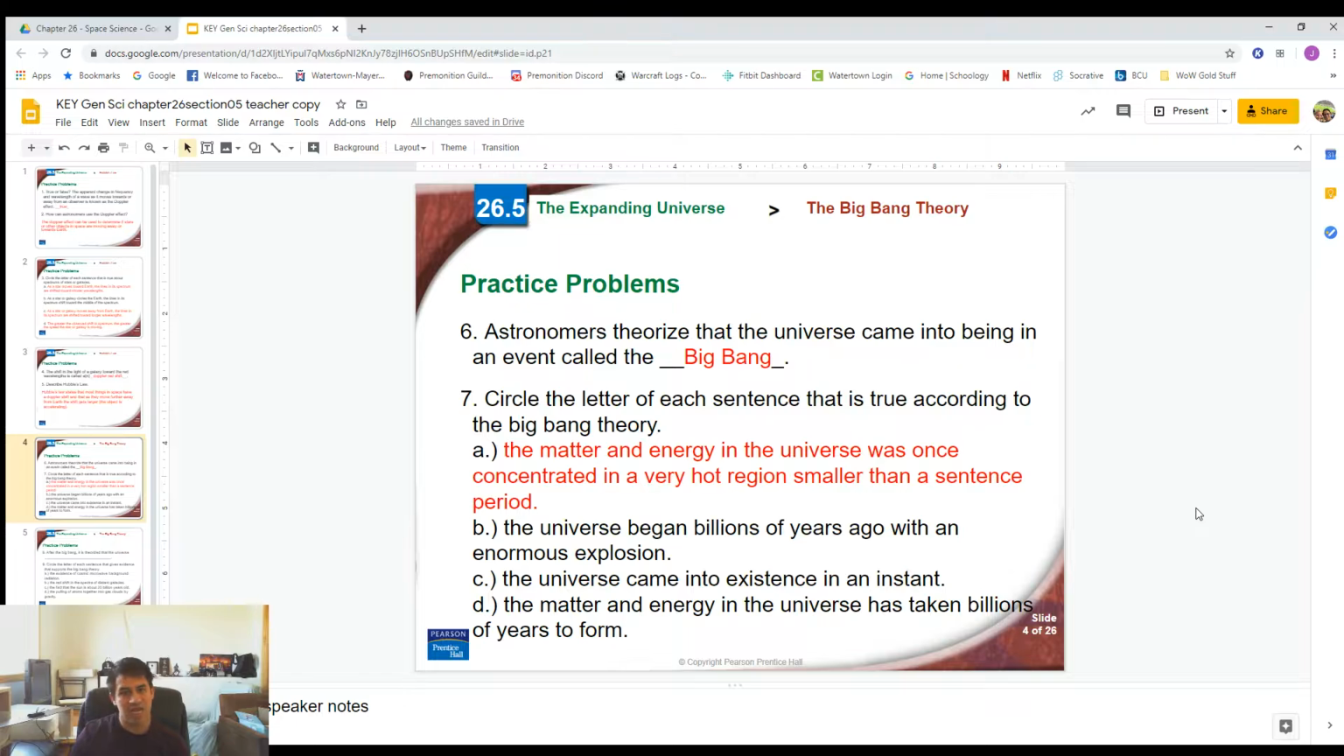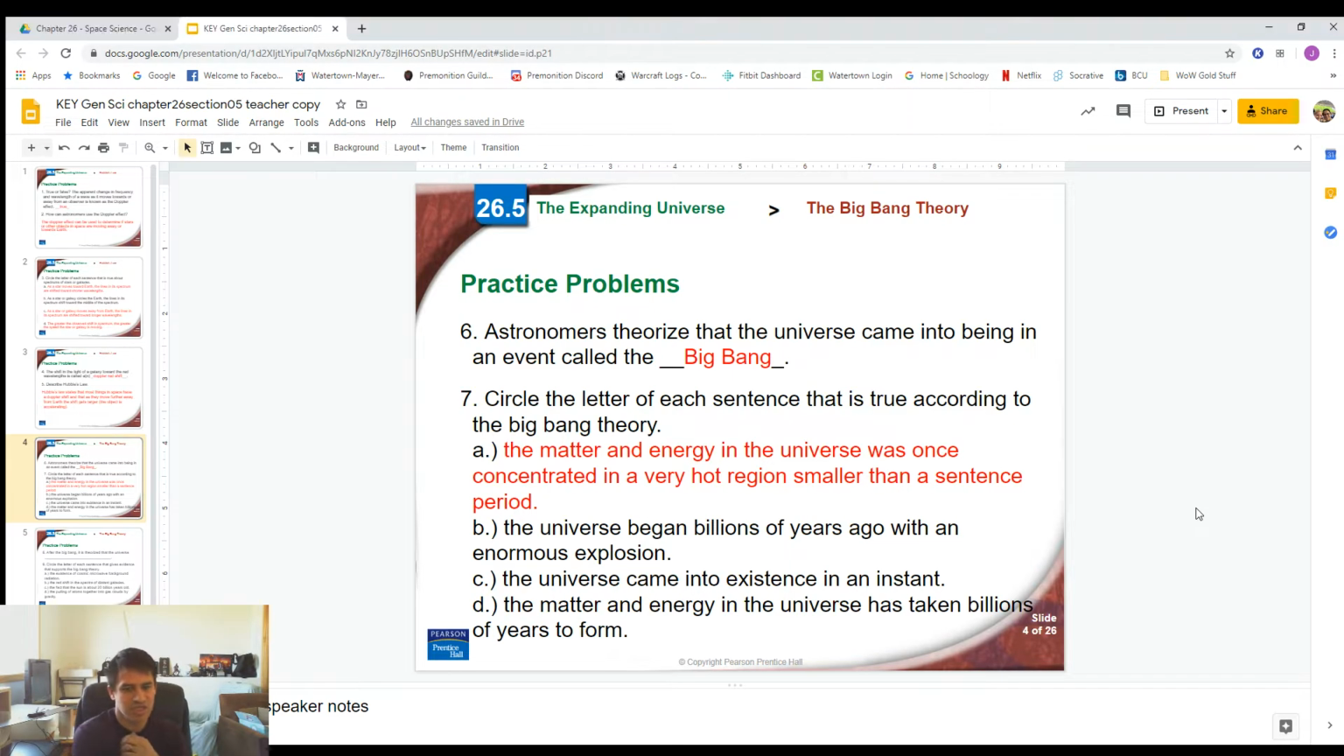Even though it's called the Big Bang Theory, it wasn't like, boom, bam, there's the universe. It began in this giant explosion, everything was very small and it expanded very quickly from there. And it took time for stuff in the universe to form. So letter B is not true. Letter C, the universe came into existence in an instant. Also not true. It took a long time for things to form. Maybe there was nothing and then all of a sudden the universe expanded, but we're going to say that's not true.